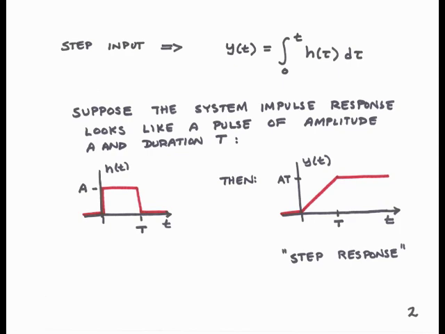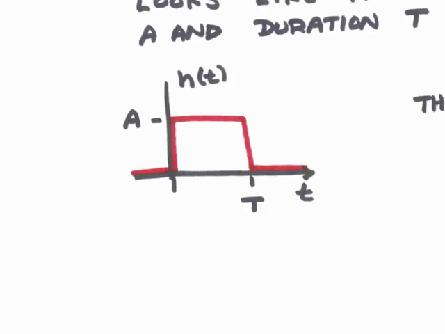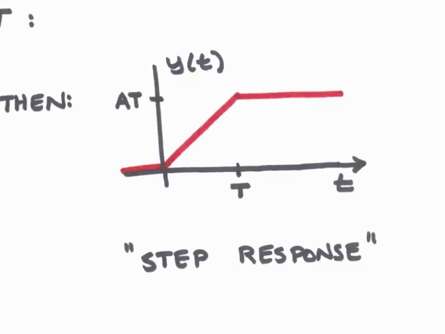Let's suppose that the impulse response of the system, h of t, looks like a pulse of amplitude a and duration capital T. This is shown in the figure here. In this case, the output, y of t, will look as follows. It will be a ramp starting at time 0 and ending at time capital T, and will go to a final value of a times capital T. After time capital T, it will be constant.